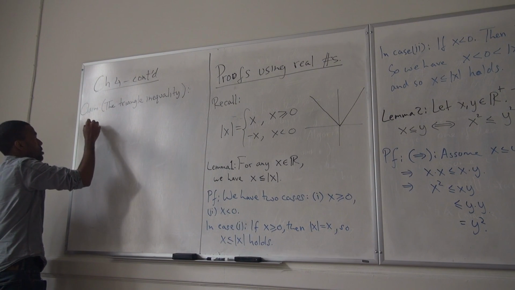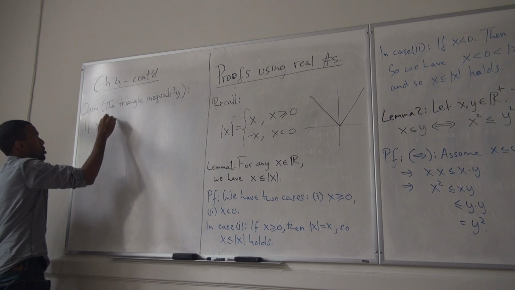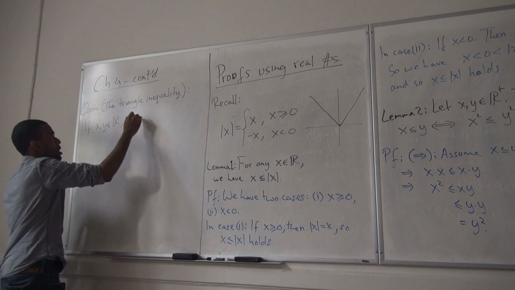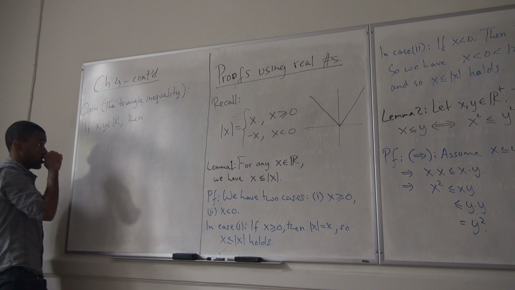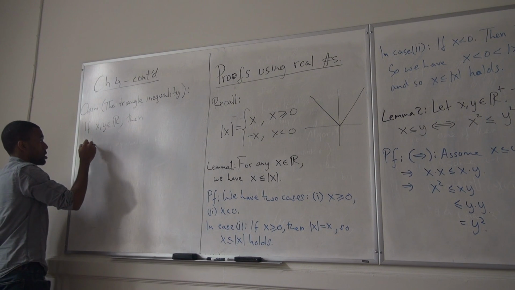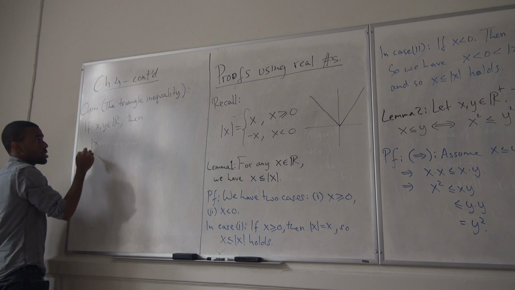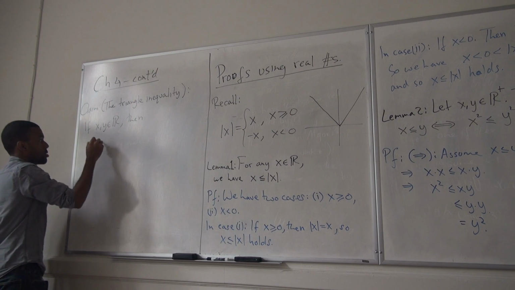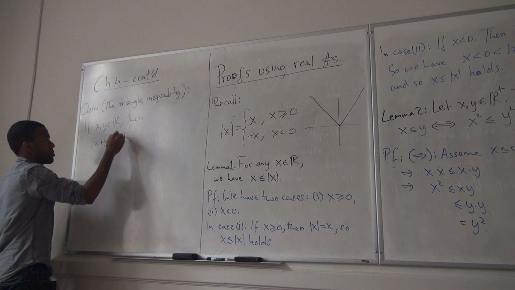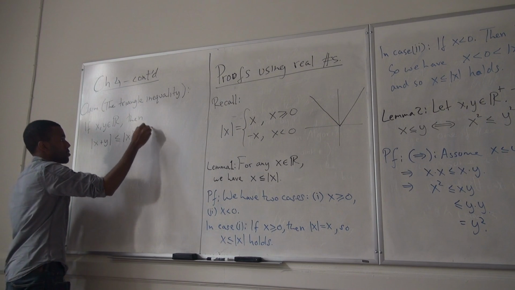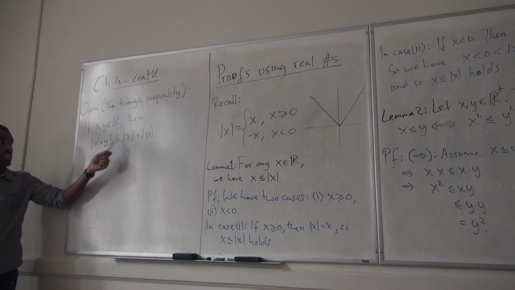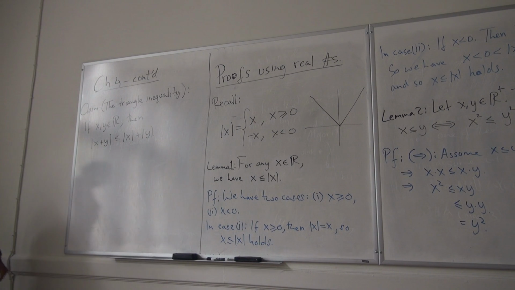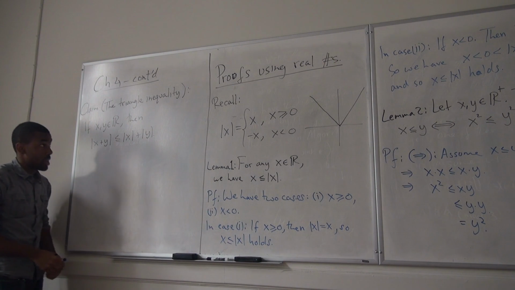If x, y are real numbers, then anyone know what the triangle inequality says? The absolute value of x plus the absolute value of y is greater than or equal to the absolute value of x plus y. Right. When you distribute the absolute value function, you actually get something larger than the original. This is called the triangle inequality.